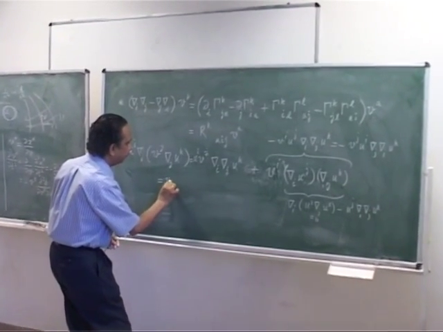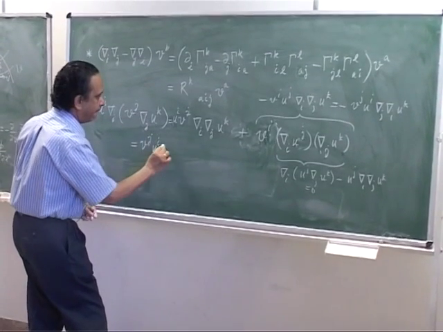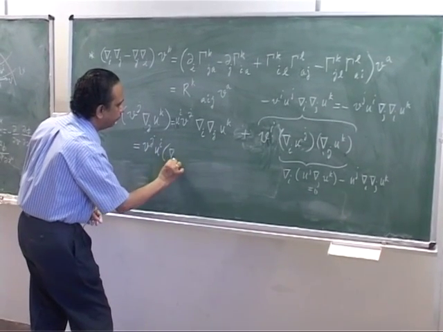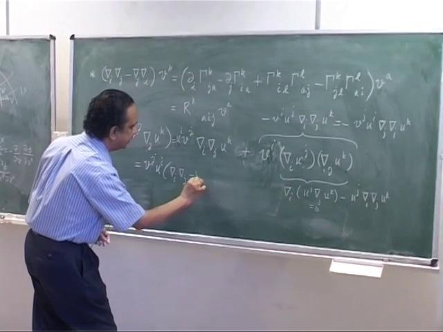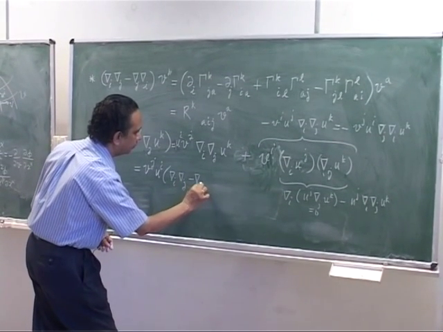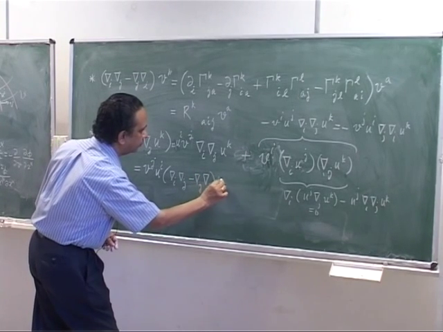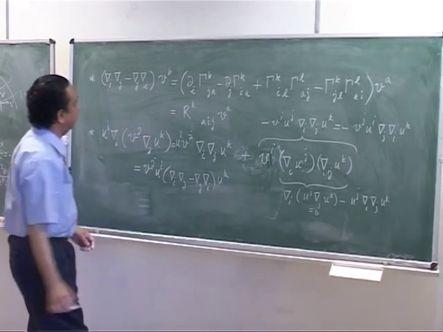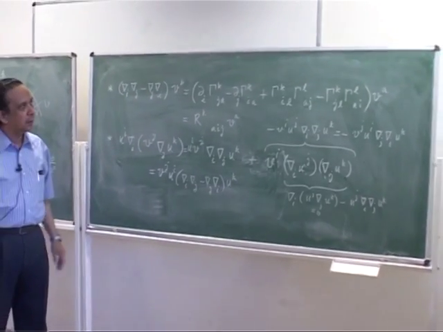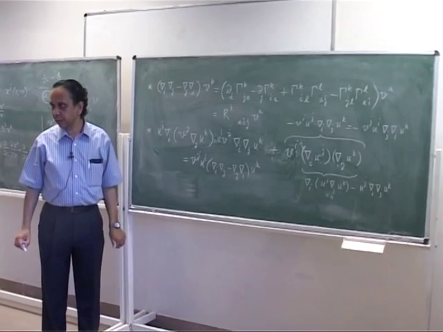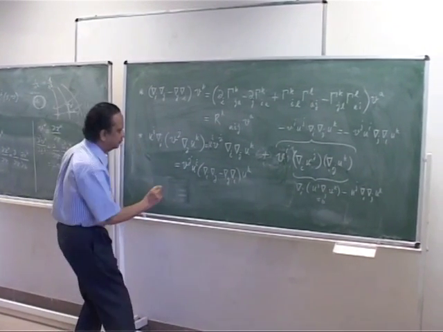V_j U_i (D_i D_j minus D_j D_i) of U_k. Very conveniently we have an expression for that, except for U and V. Okay. So that is just going to give you the Riemann-Christoffel tensor.